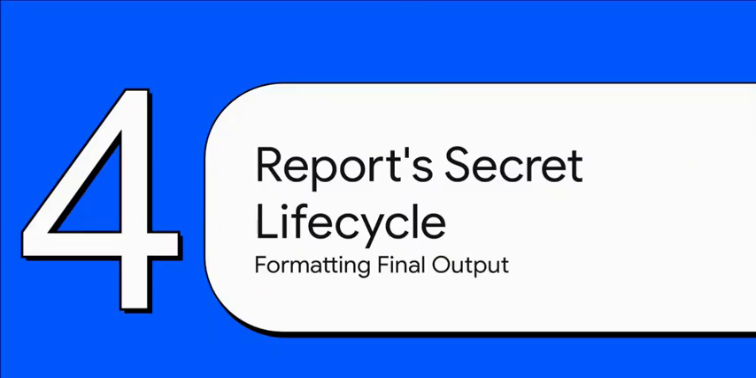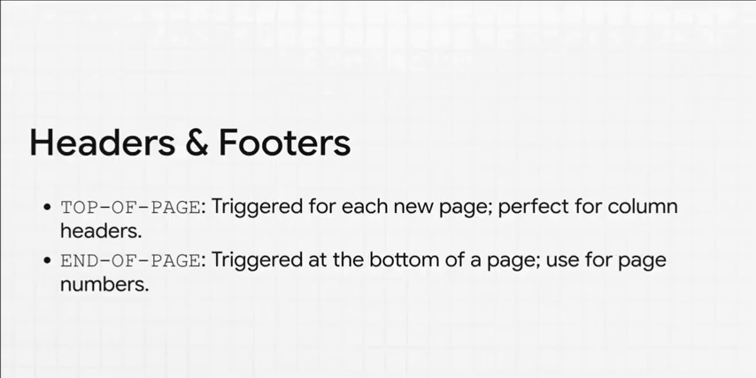Okay, the data has been gathered, the numbers have been crunched, we're in the home stretch now. The final phase is all about making that data look good and presenting it to the user. And this is where you can add some real professional polish to your reports. You've got the top of page event, which is perfect for printing your column headers on every new page, and end of page, which is great for things like page numbers or totals at the bottom.